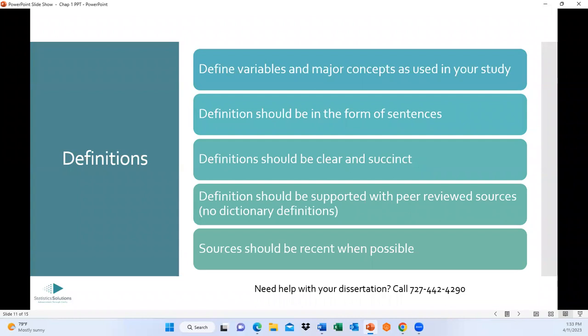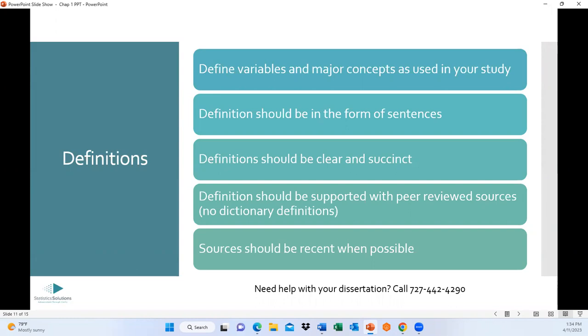So any kind of variables or factors you're looking at, you want to define. Again, if you're looking at emotional intelligence or transformational leadership, they have components. You want to define those components. Any major concepts you should define. I always recommend putting definitions in the form of sentences. Sometimes people put them in the form of phrases. I just put them in the form of sentences, so somebody doesn't come back and ask me later to put these in the form of sentences.